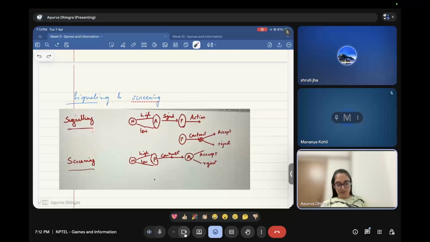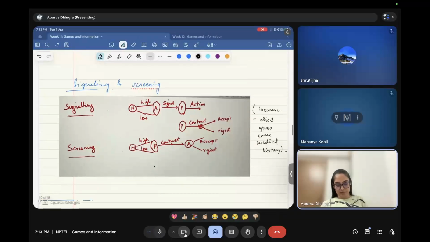Okay, so this is an example of signaling. The example that I repeated is of insurance again, where the client gives some amount of history. Okay, now let's look at this scenario of screening.